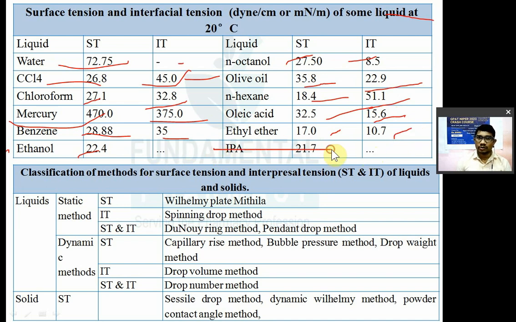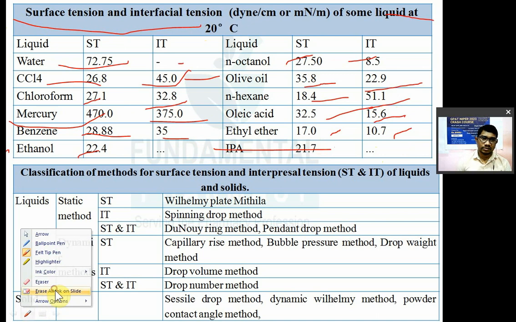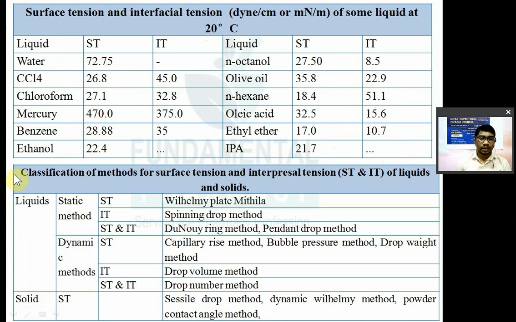Isopropyl alcohol has a 21.7. So this is the interfacial tension and surface tension of a few commonly used liquids. Now this data is new to you, and remember the classification of methods for surface tension and interfacial tension of liquids and solids. ठीक है, ये क्लासिफिकेशन के ऊपर क्वेश्चन आ सकता है आपको. Which method is a static method, which is a dynamic method, how you can measure the surface tension of solid.